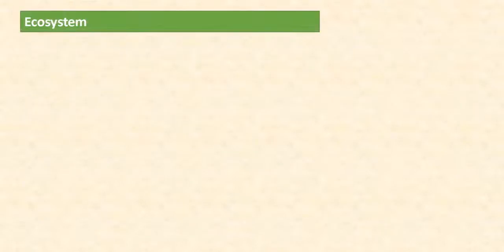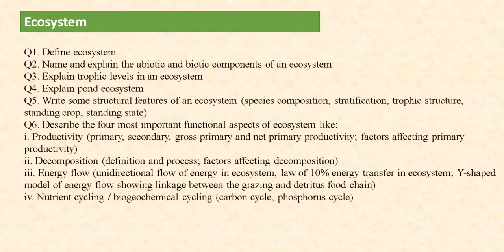Now come to the next chapter. The name of the chapter is ecosystem. This is the second chapter of this unit, ecology. Here, the questions I have written: definition of ecosystem, then name and explain the abiotic and biotic components of an ecosystem, explain trophic levels in an ecosystem, then explain the pond ecosystem, and write some structural features of an ecosystem like species composition, stratification, trophic structure, standing crop, standing state, sorry.